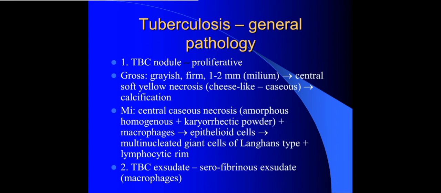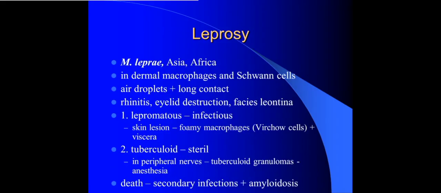Tuberculosis, general term tuberculosis. TBC, nodule, proliferative. What happened in this? 1 to 2 mm central soft yellow necrosis will take place, cheese-like, and calcification will take place. Central caseous necrosis, amorphous homogeneous plus karyorrhectic powder. Treatment will take place by this type of chemicals, right? Tuberculosis accelerates serofibrinous exudate, that is by macrophages.